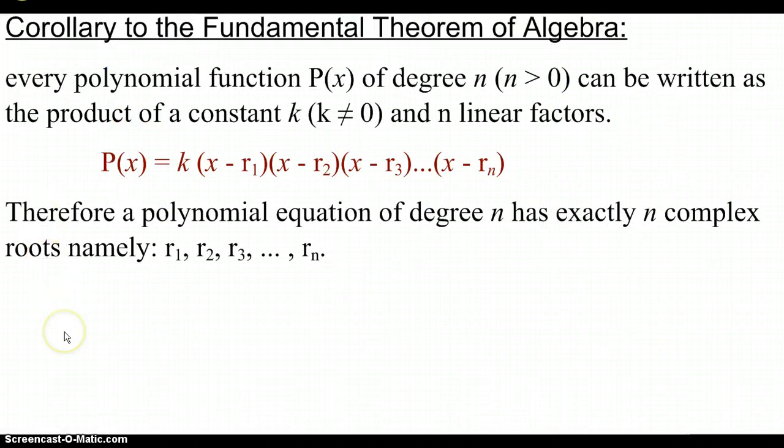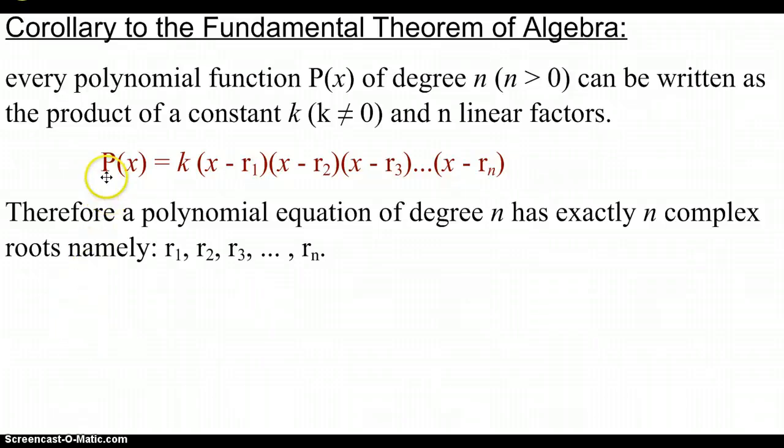A corollary to the fundamental theorem of algebra says that every polynomial function p of x of degree n, where n is greater than 0, can be written as a product of a constant k and n linear factors. Therefore, polynomial equations of degree n have exactly n complex roots, namely r sub 1, r sub 2, r sub 3, all the way to r sub n.